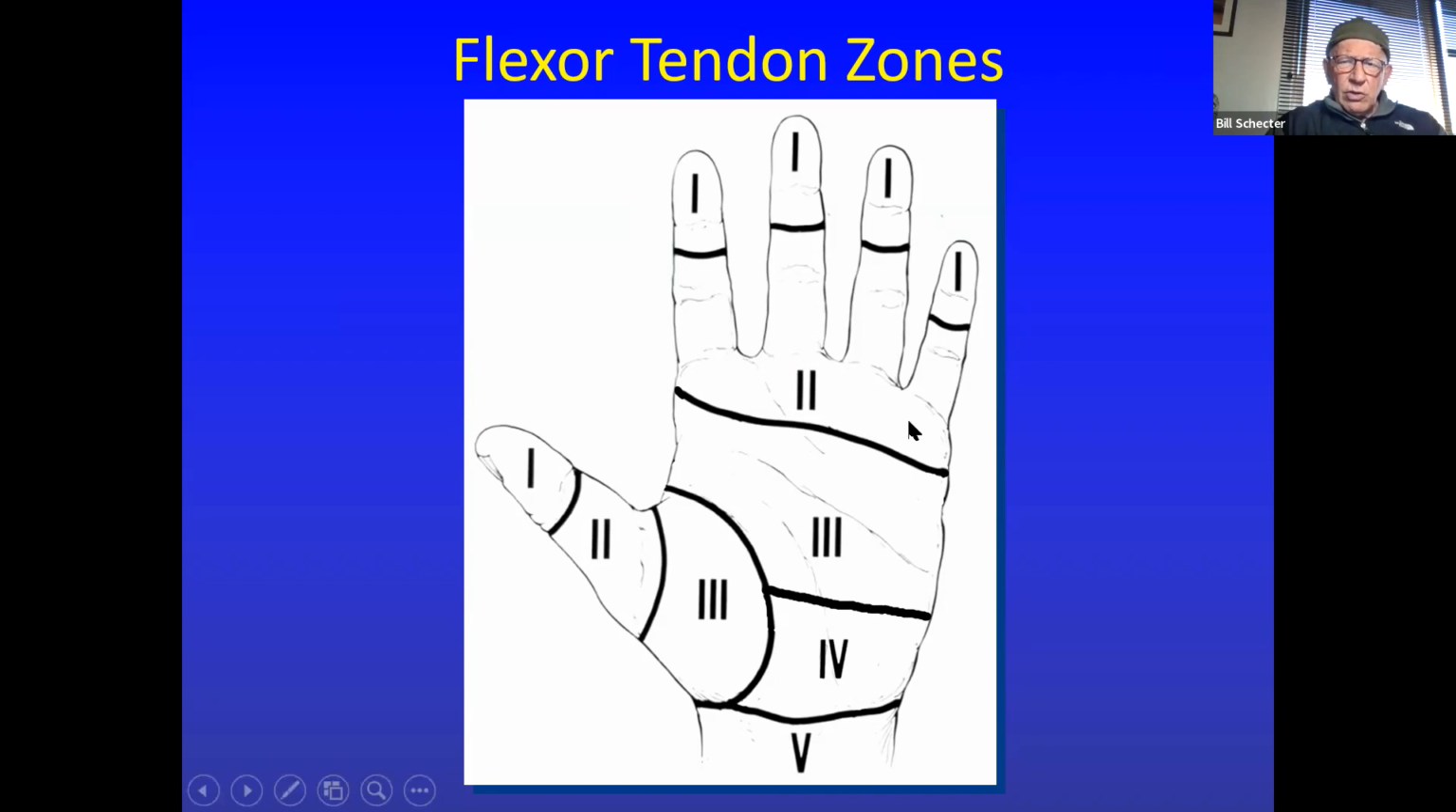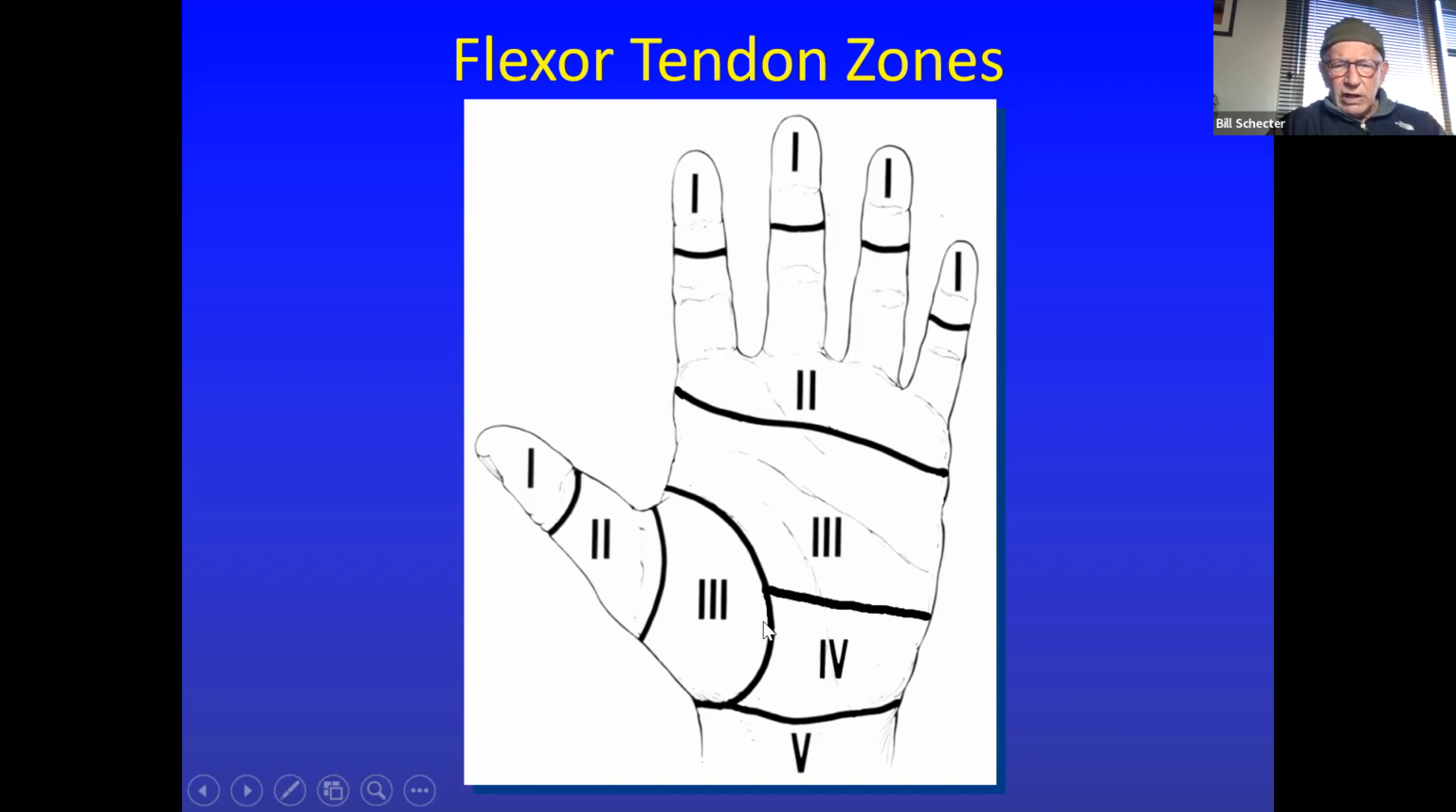And the reason I went from zone 4 to zone 2 is zone 3 is that open space in the palm where you've got the tendons running, coming out from the carpal tunnel, but yet they have not yet entered the fibroosseous tunnel. And then zone 1 is distal to the middle phalanx, and that's where the profundus tendon inserts on the distal phalanx.